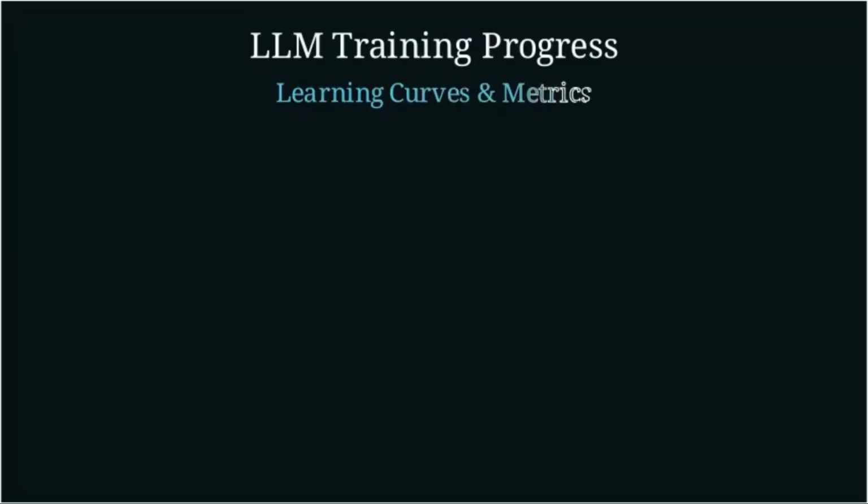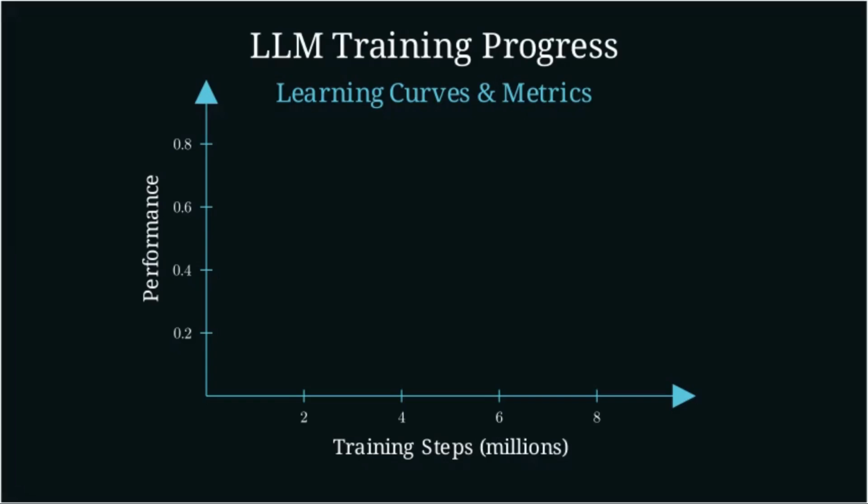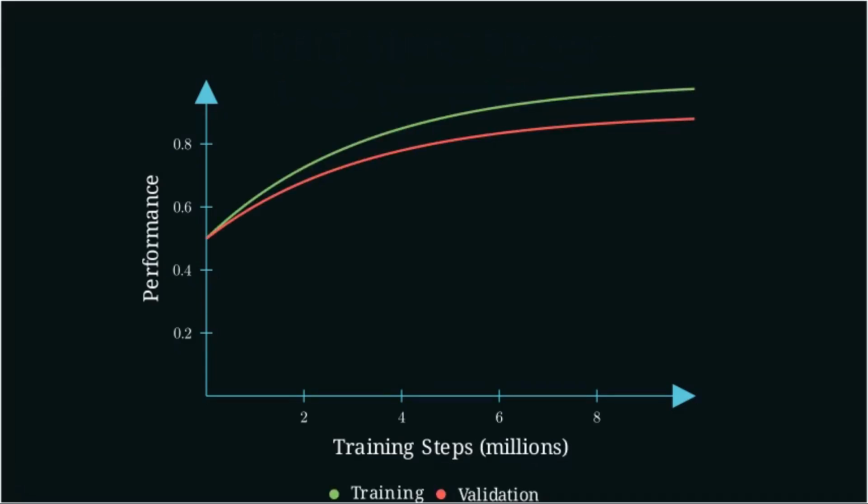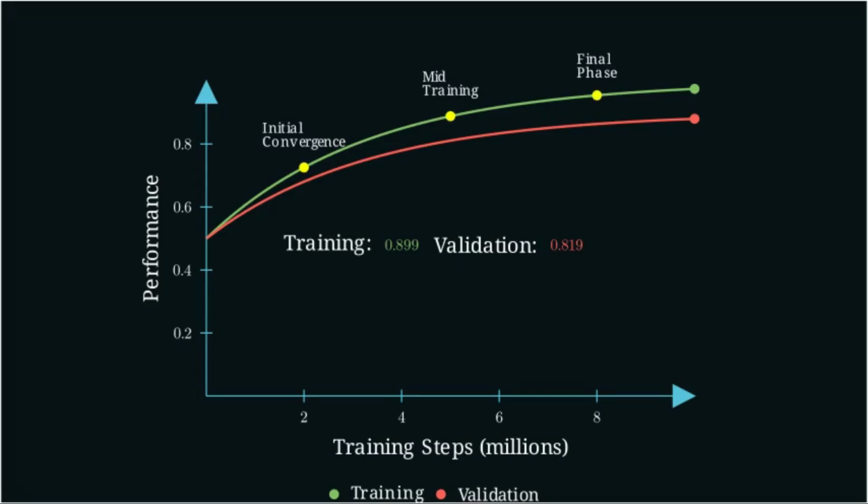Let's examine how LLMs improve during training. The green line shows training performance, while the red line represents validation results. Notice these key milestones: initial convergence, where the model begins to make sense of patterns; mid-training, where it refines its understanding; and the final phase, where improvements become more subtle. The gap between these lines tells us about the model's ability to generalize to new situations.